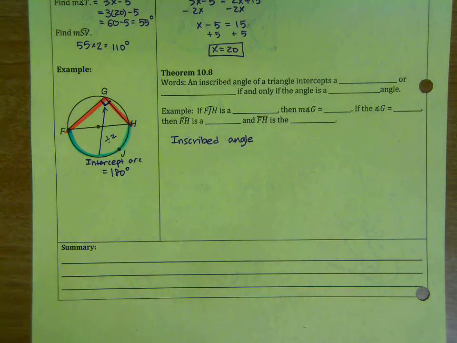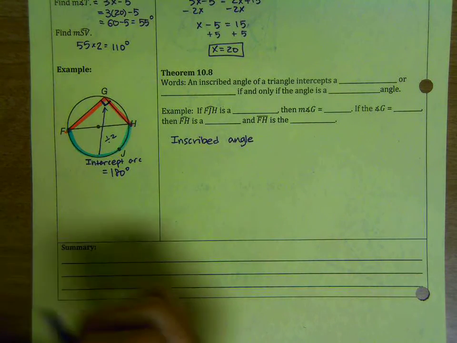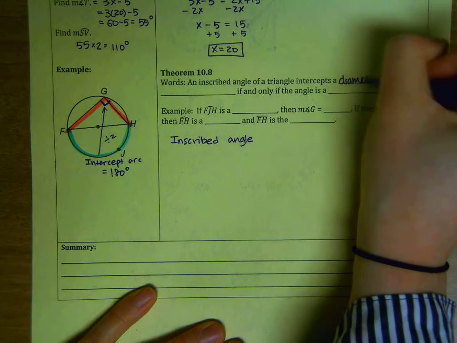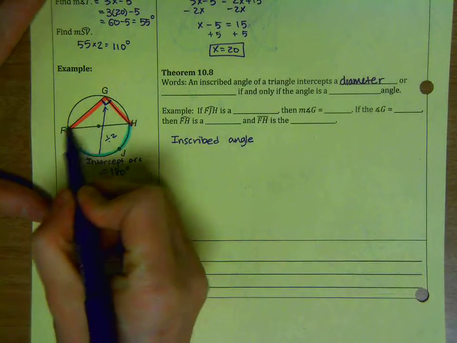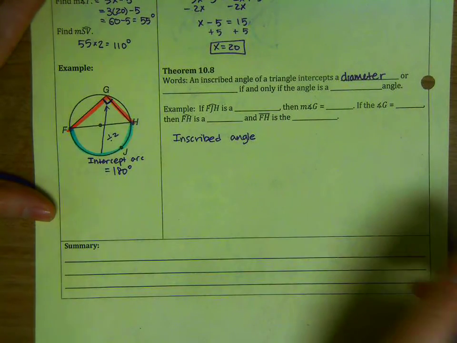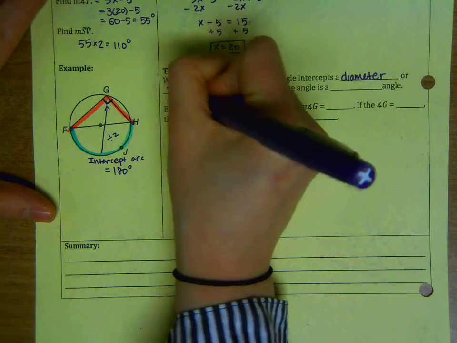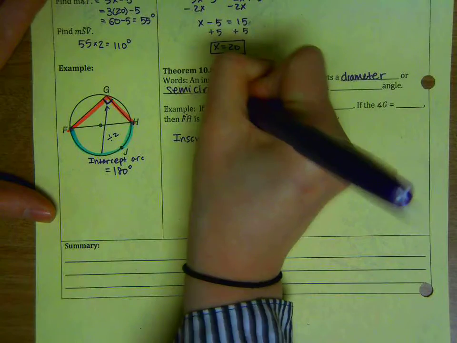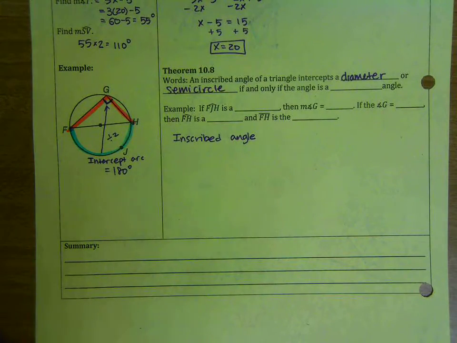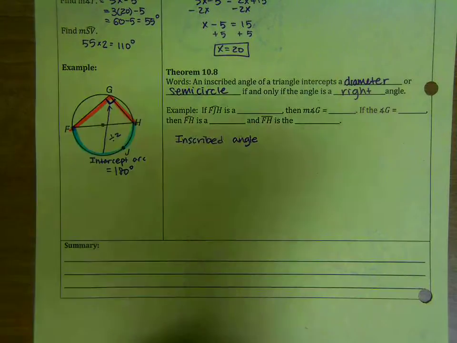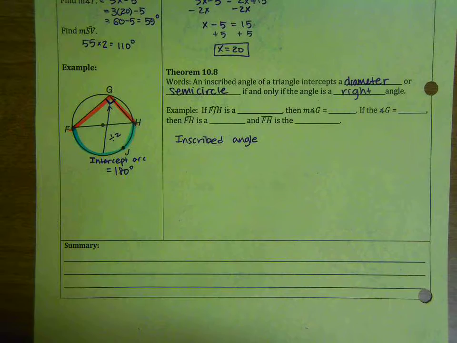So what they're saying in the theorem is an inscribed angle of a triangle intercepted a diameter. So diameter, do you see diameter? Diameter is FH. Or semicircle, we just talked about semicircle right there. If and only if the angle is a right angle. Because of the intercepted arc and the inscribed angle relationship, it must be right angle.